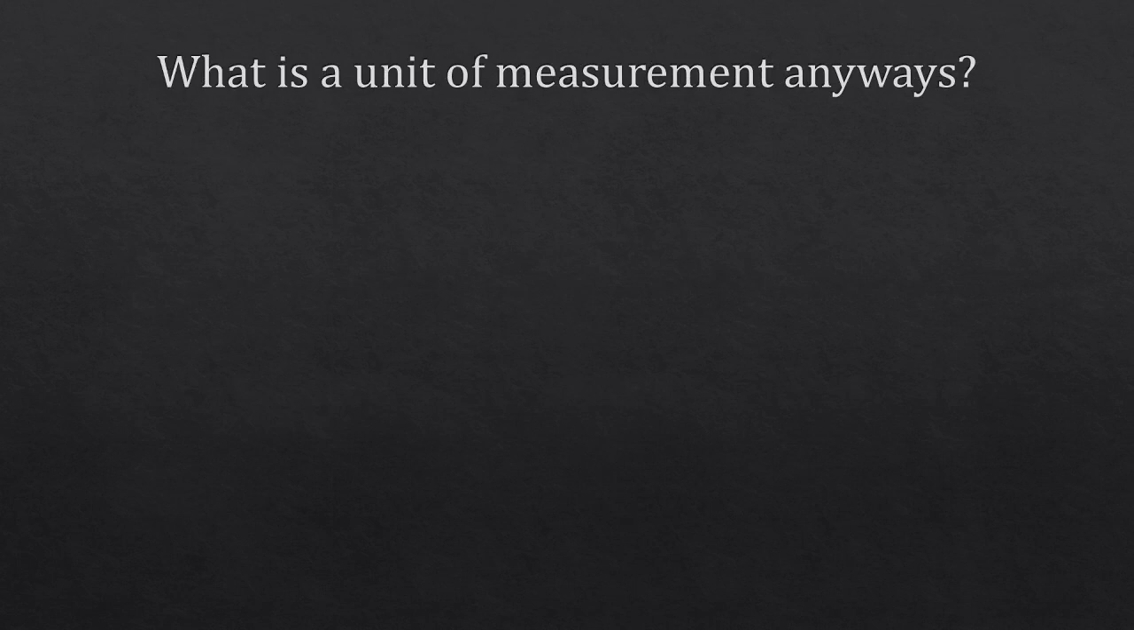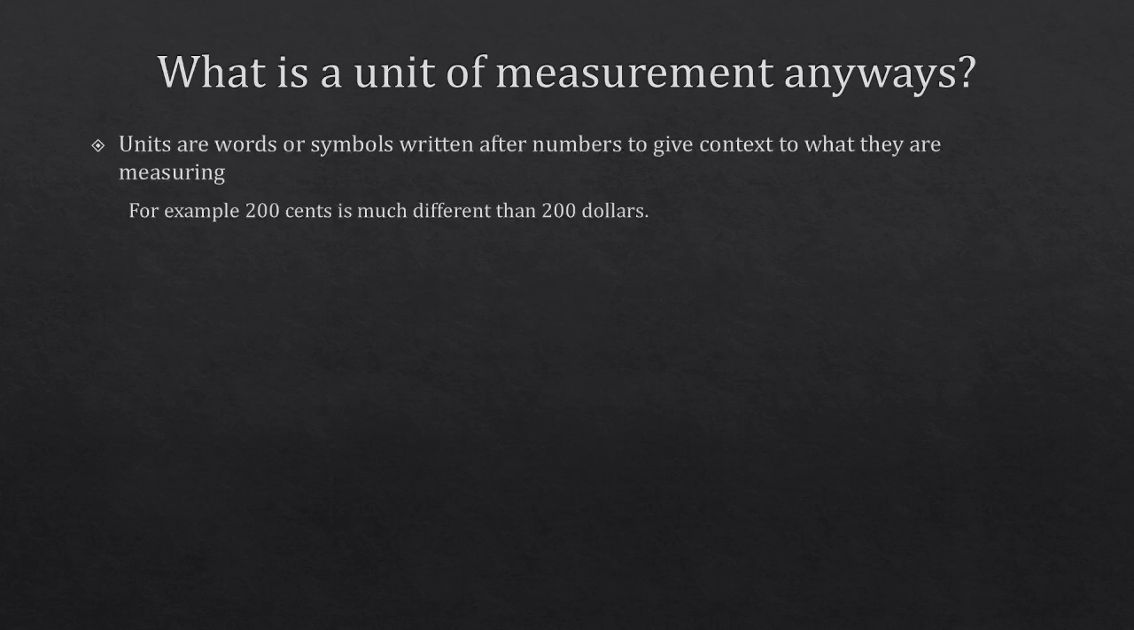So to do this, we need something we call a unit of measurement. So what is a unit of measurement? Units are going to be words or symbols written after numbers to give context to what they are measuring. So for an example that you are probably pretty familiar with, if you had 200 cents, that's very different than if you had $200. So the cents or dollars describes that number so that 200 has more of a meaning.